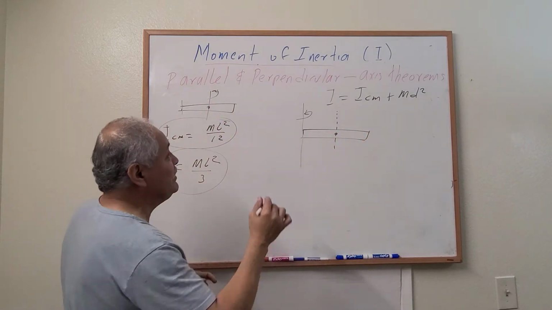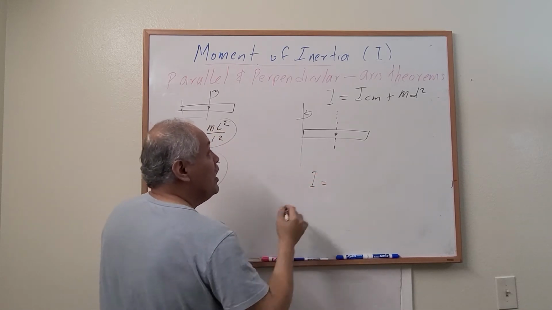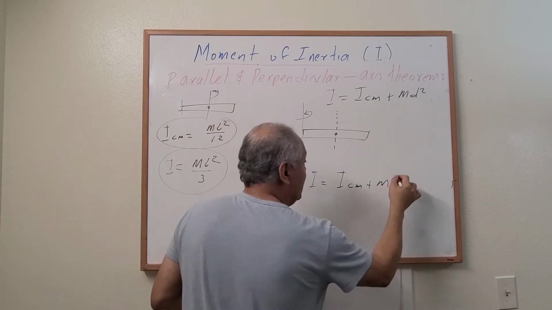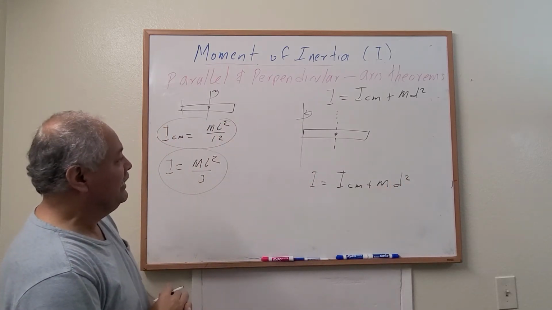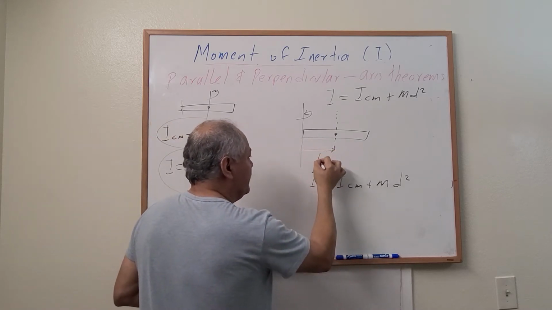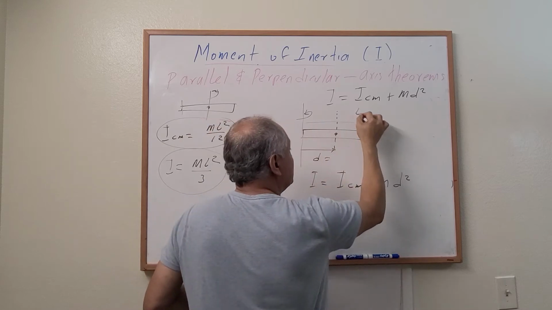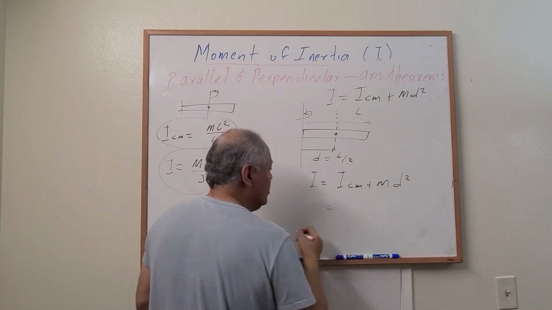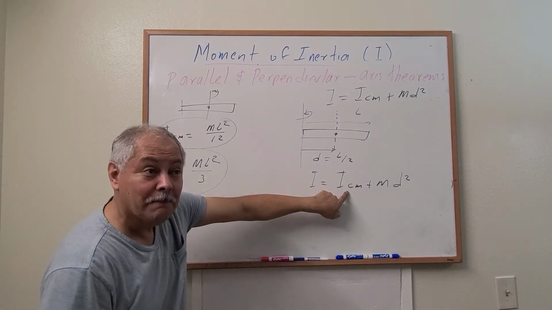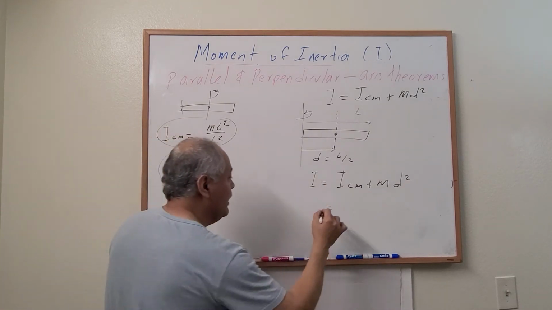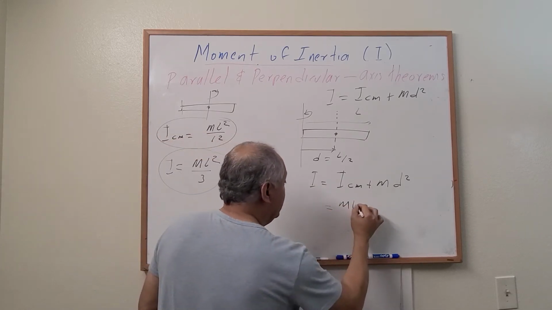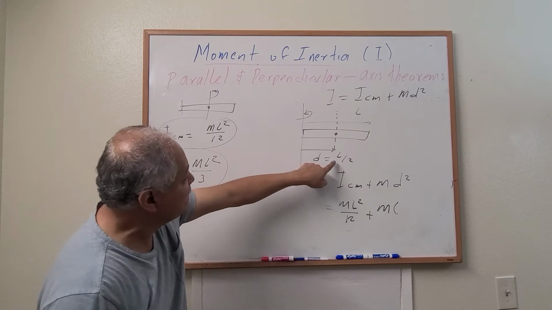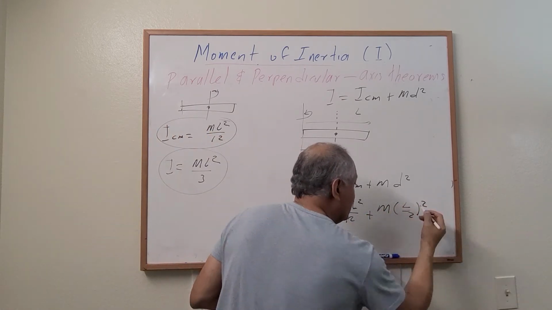So according to this, the moment of inertia is equal to the moment of inertia about the center of mass plus mass times d squared. But what should d be in this case? d is the distance from the axis of rotation to the center of mass, and this is L, so d is L divided by 2. Perfect. Now, the moment of inertia about the center of mass, we found, is M L squared divided by 12, plus M times d squared, which is L divided by 2 squared.